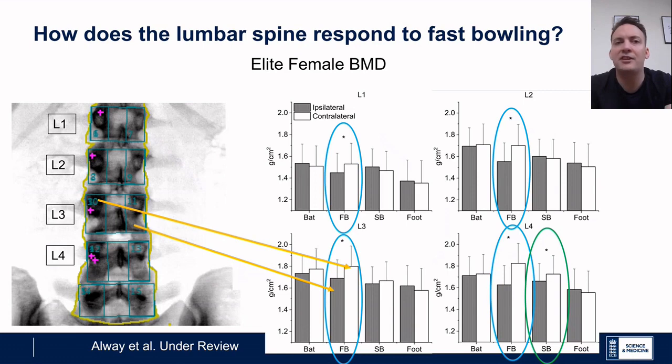So from this information in the elite males and females, what we've come to find out is that we have this unique adaptation to bowling, not just fast bowling, but spin bowling too, which is independent of sex or bowling type. So anyone who bowls likely has the same unique adaptation, which to date hasn't been seen in any other sport. So basically, fast bowlers have some really weird, interesting adaptations going on. But this only made us want to think further about this.